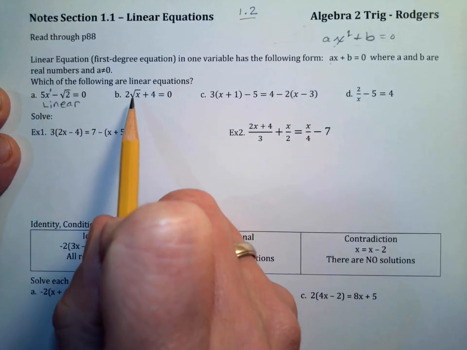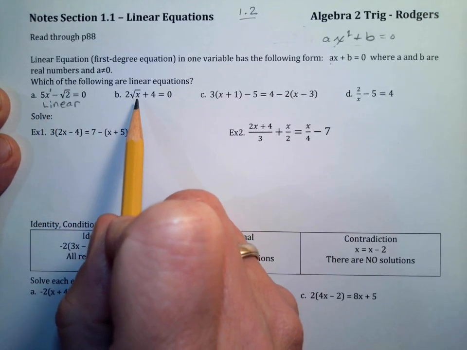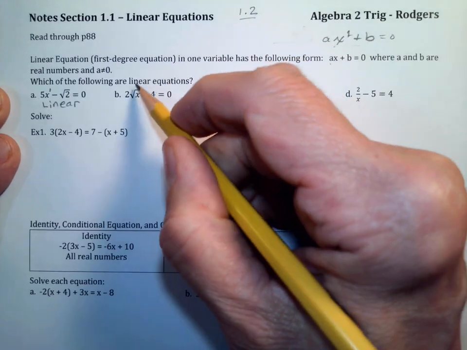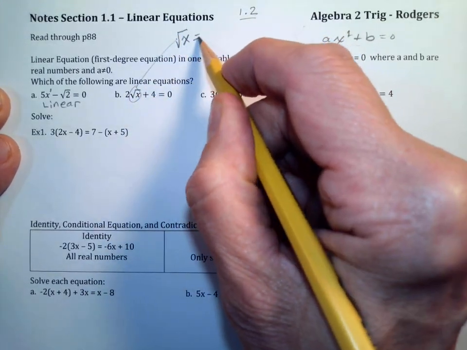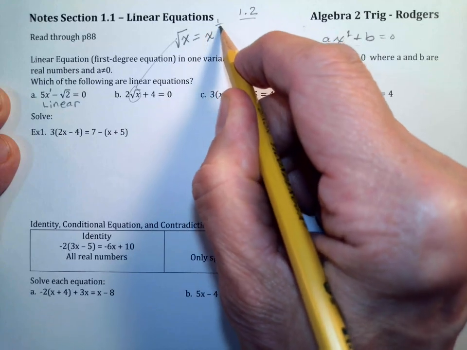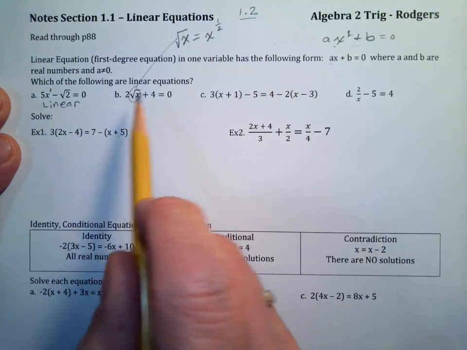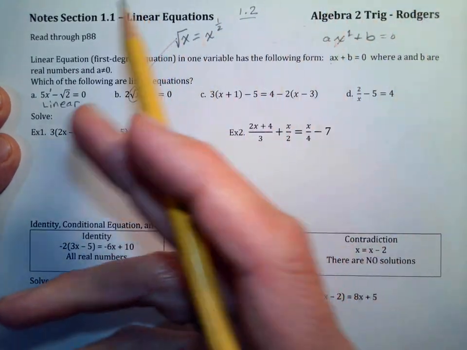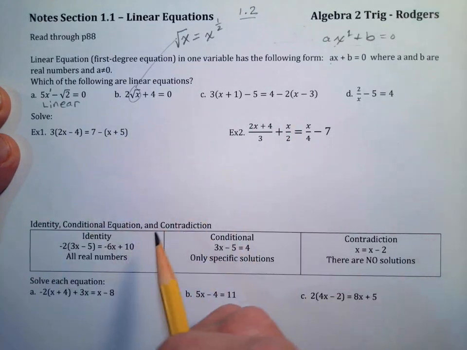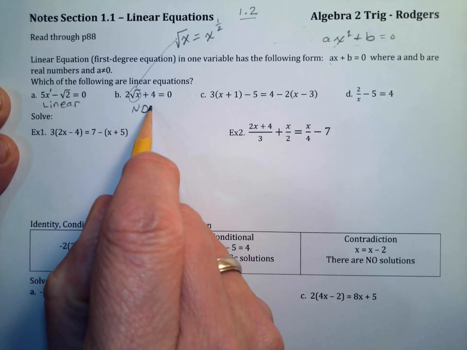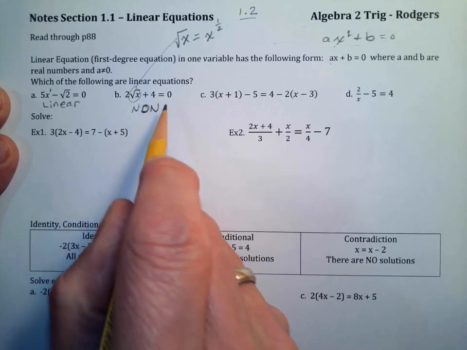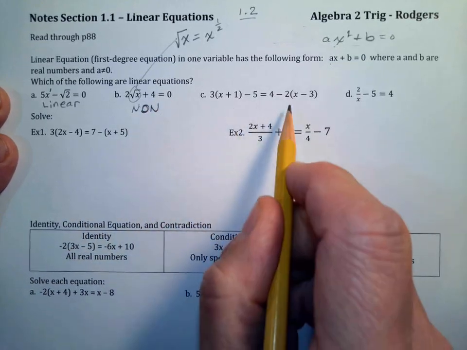All right, next one. This one is not linear because it's not x to the 1. We learned in a previous chapter that square root of x could be written as x to the 1/2. And so it doesn't have a degree 1. It has like a half degree, which is not even a thing. We don't call it a half degree. So this is just not linear. So no, not linear.